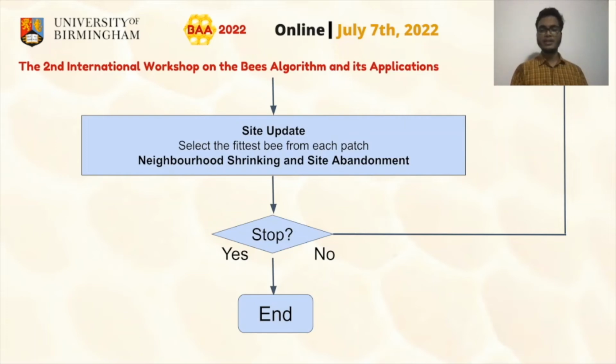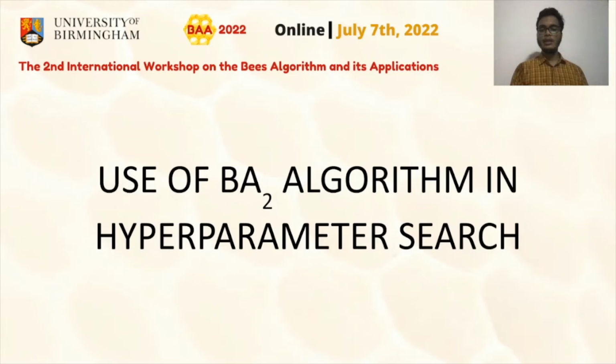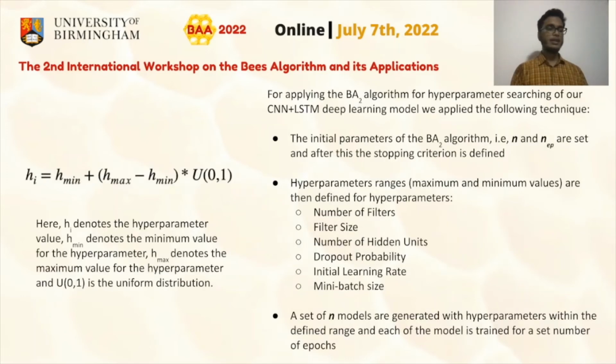Now the use of the 2-parameter version of the Bees algorithm in hyperparameter search. Hyperparameter optimization is one of the major challenges in deep learning, and we try to solve this problem using the Bees algorithm. And then we applied our own solution on a real challenge dataset. To use the 2-parameter version of basic Bees in a hyperparameter search, we first initialized the scout bees, n, and built n models where the hyperparameters of each model are generated through a uniform distribution.